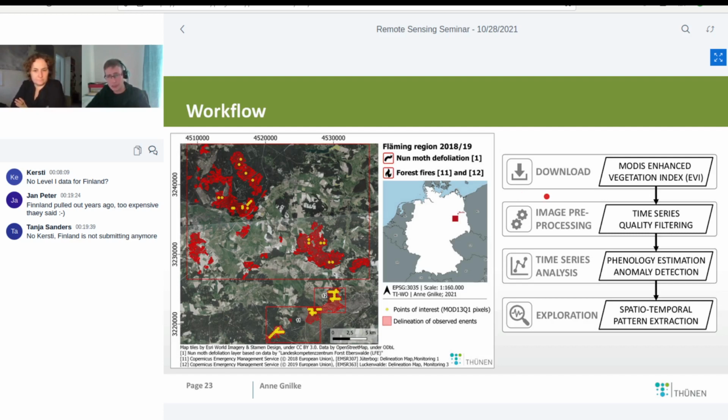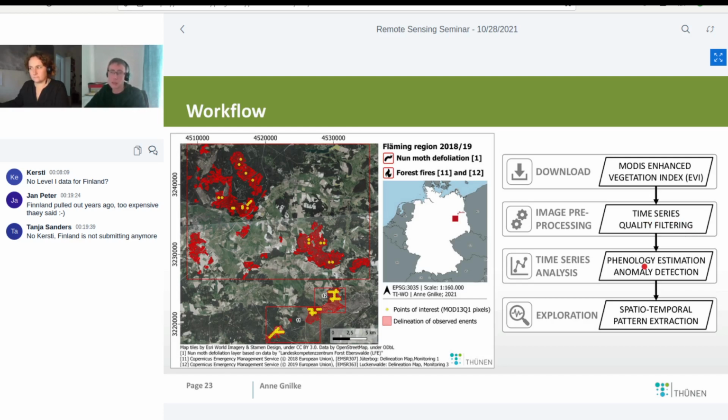We used, in this case, the enhanced vegetation index. Another commonly used vegetation index, which might be more prominent, is the NDVI, the normalized difference vegetation index. Sorry for this, it's such a used term for me that I don't know the long version. And then we went on to stack time series images, or in this case pixels, and applied some quality filtering to make it feasible for scientific analysis.